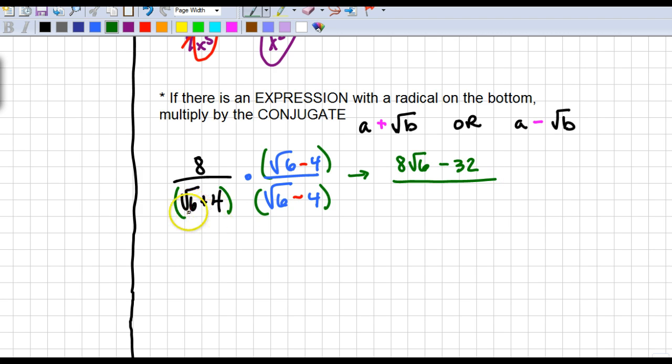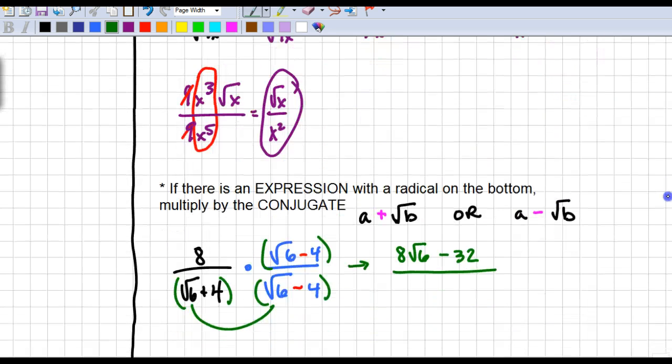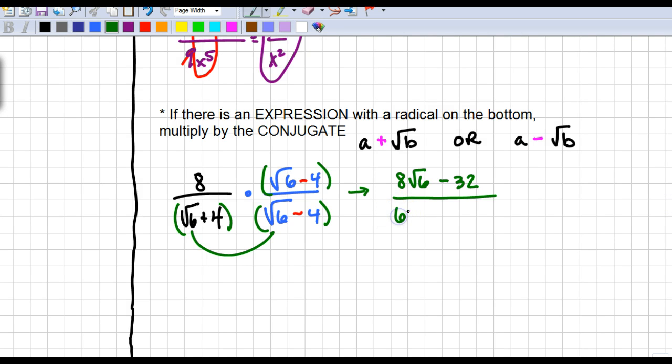On the bottom, I would technically need to do the full effect of FOIL, but let me show you what happens to the O and the I of FOIL. First let's do the F. F is square root of 6 times square root of 6. Remember from earlier today, when you multiply a radical times itself, the radical cancels. So that gives us just a 6.